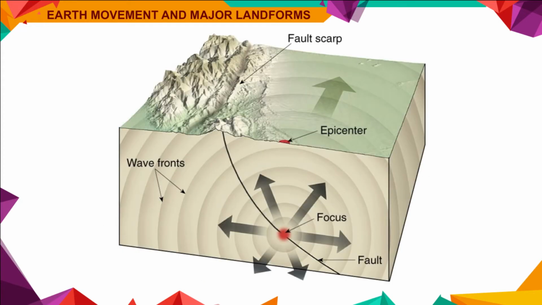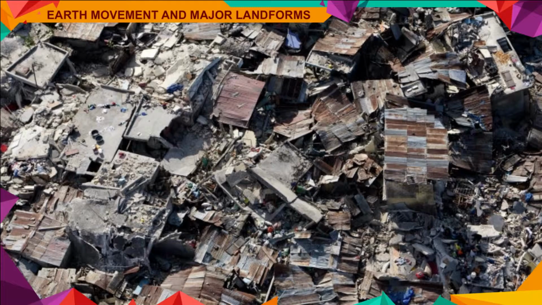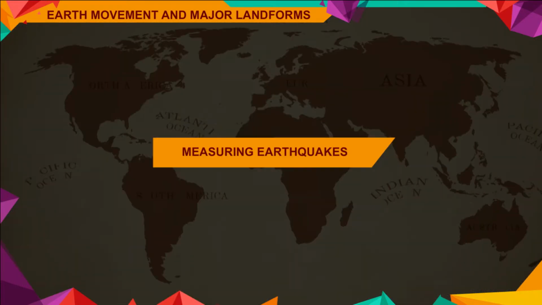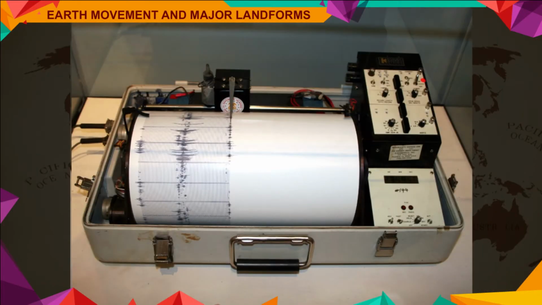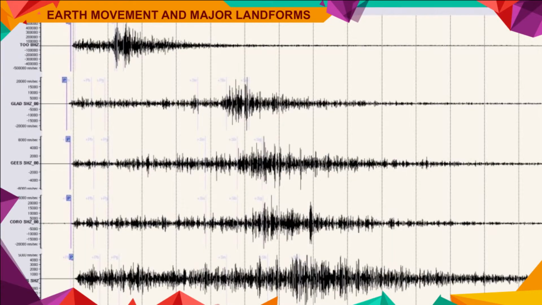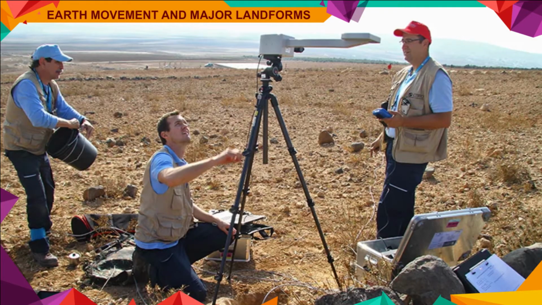The point on the Earth's surface that lies directly above the focus is called the epicenter. The vibrations reach this point first and then spread outward over the surface. Thus, the epicenter usually suffers the maximum destruction. Measuring earthquakes. The earthquake waves are recorded by an instrument called seismograph. The science of earthquake is called seismology. Seismologists are experts who study the pattern of earthquakes.